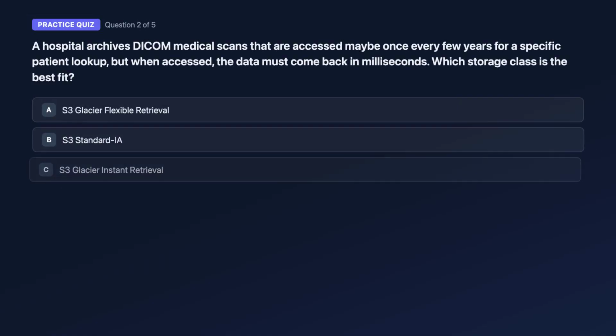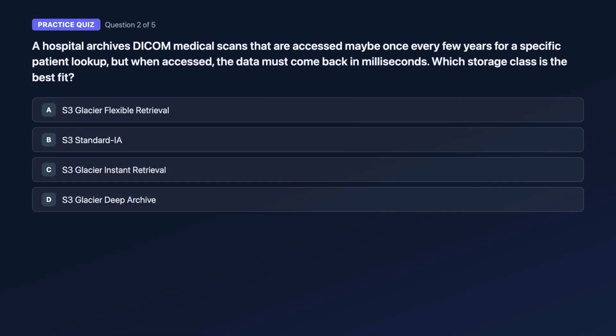Question 2. A hospital archives DICOM medical scans that are accessed maybe once every few years for a specific patient lookup, but when accessed, the data must come back in milliseconds. Which storage class is the best fit? A. S3 Glacier Flexible Retrieval, B. S3 Standard IA, C. S3 Glacier Instant Retrieval, or D. S3 Glacier Deep Archive? Lock in your answer before I give it away.